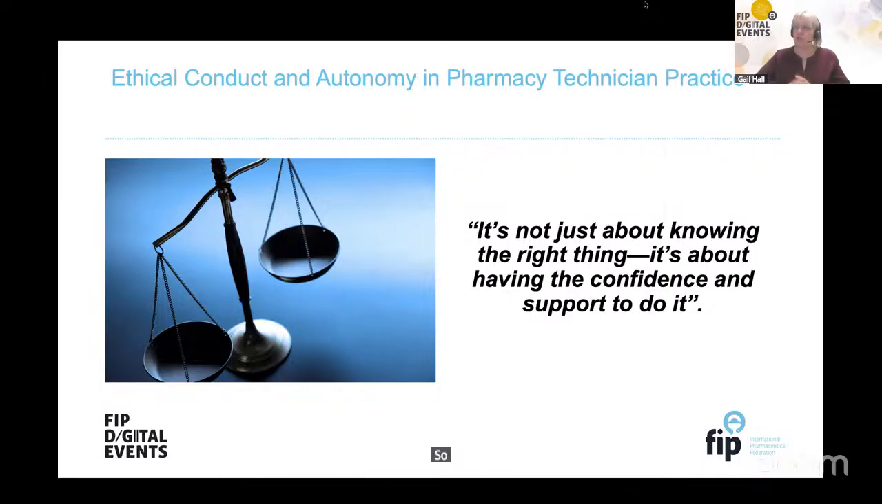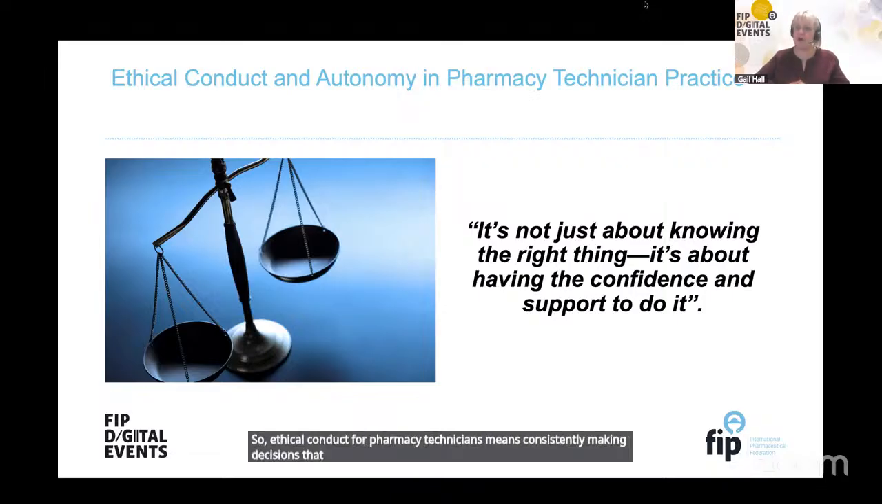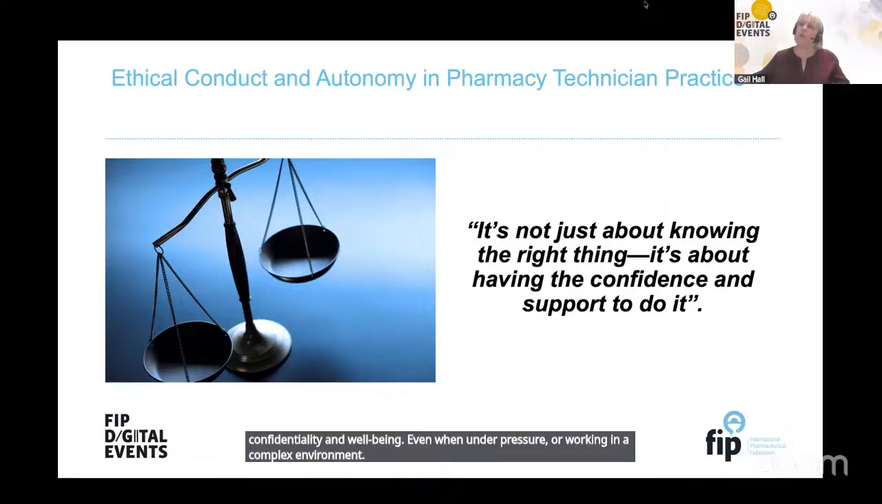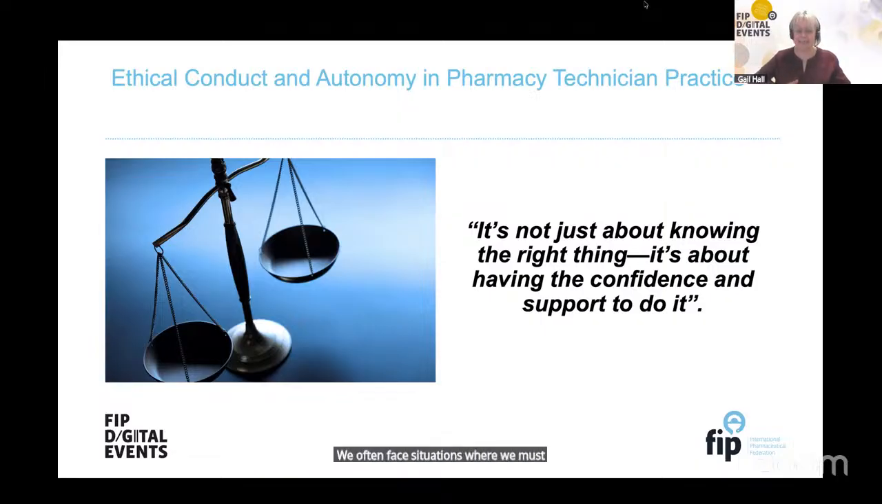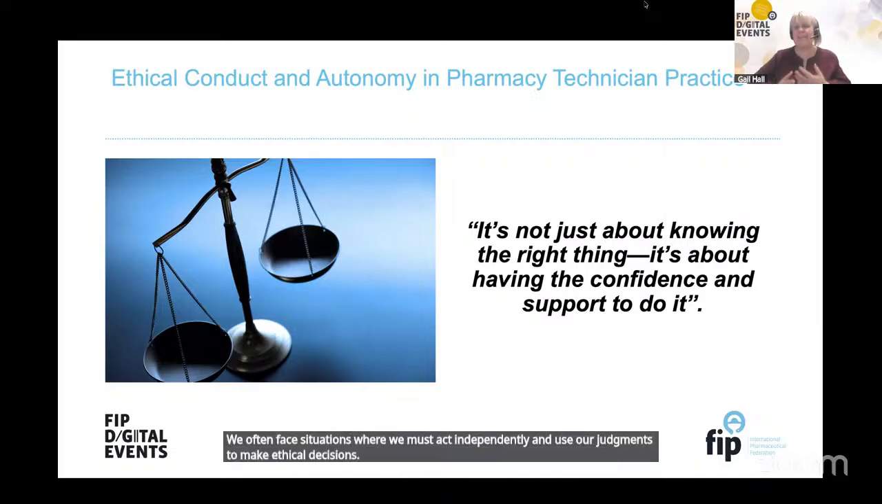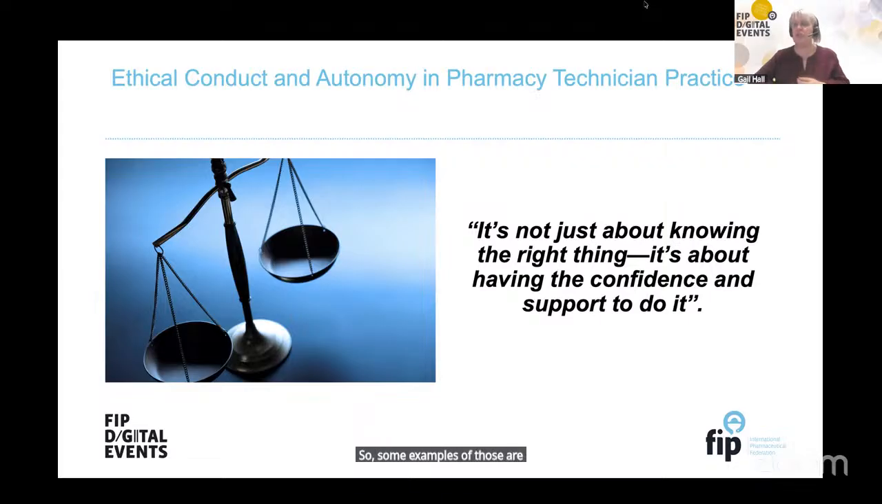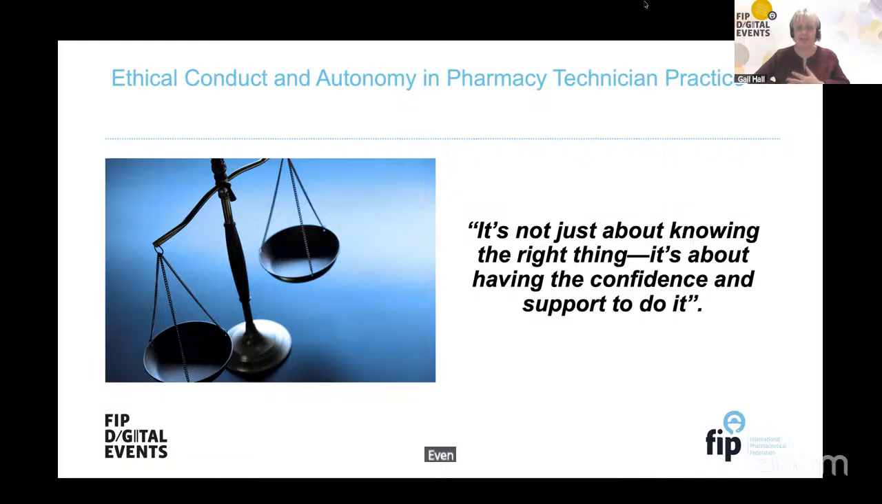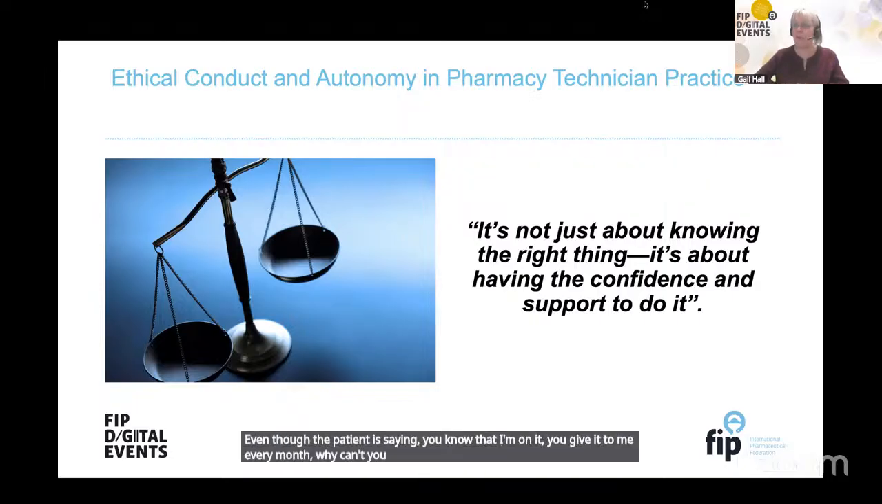So ethical conduct for pharmacy technicians means consistently making decisions that prioritise patient safety, confidentiality and well-being, even when under pressure or working in a complex environment. We often face situations where we must act independently and use our judgment to make ethical decisions. Some examples of those are if we refuse to dispense a medication because it hasn't got a valid prescription, even though the patient is saying, you know that I'm on it, you give it to me every month, why can't you just give it to me now?